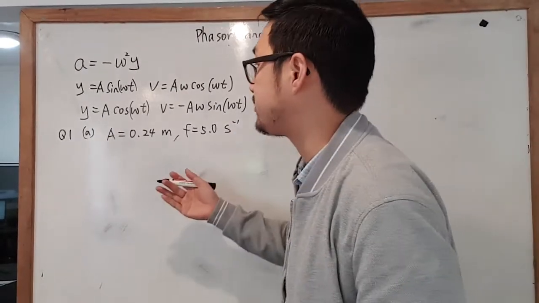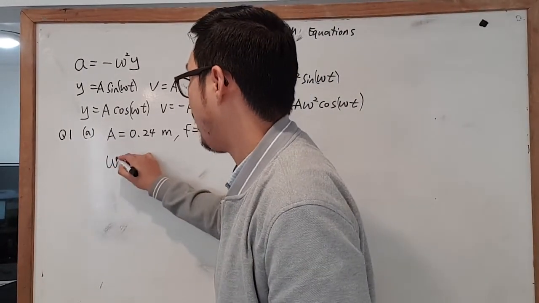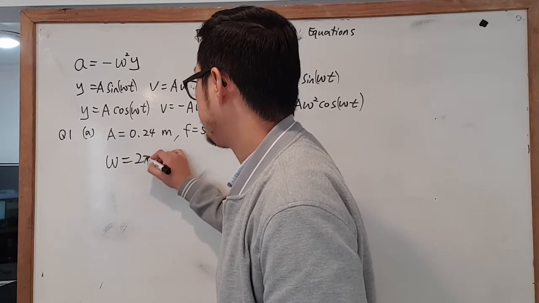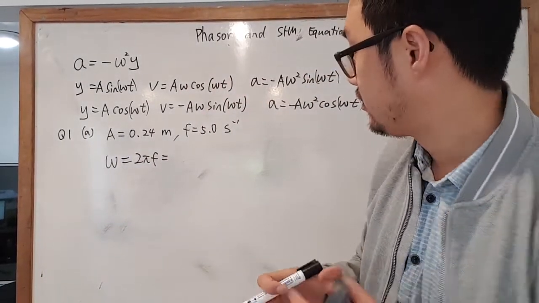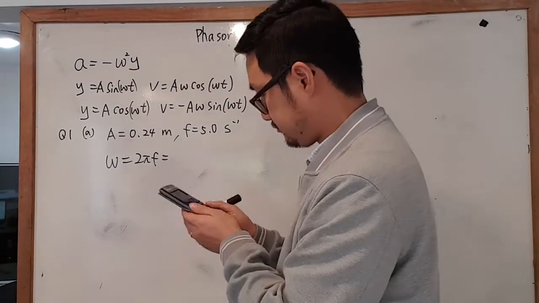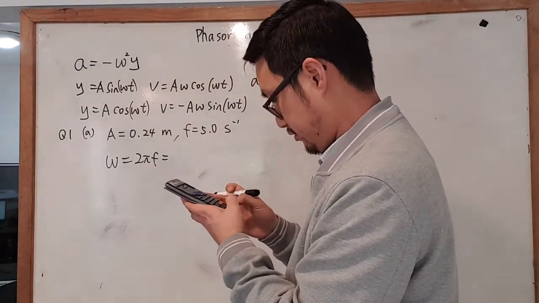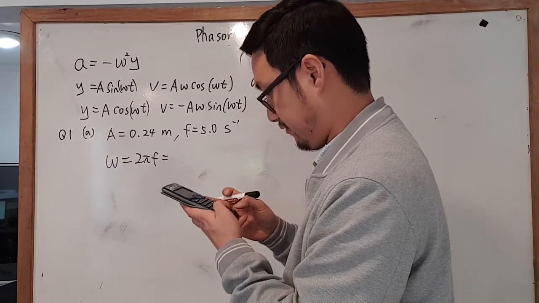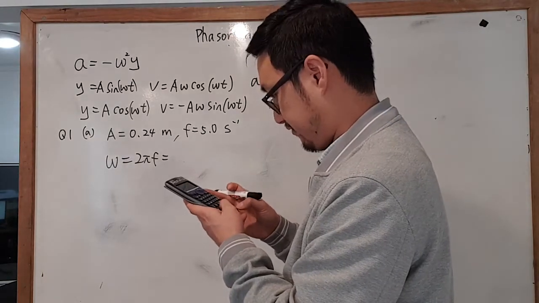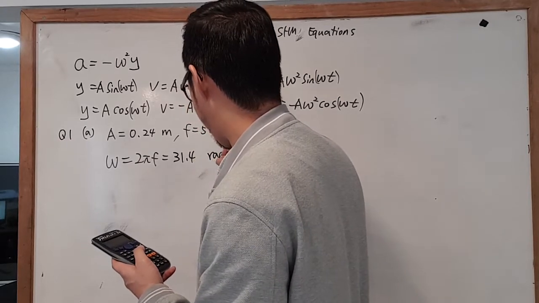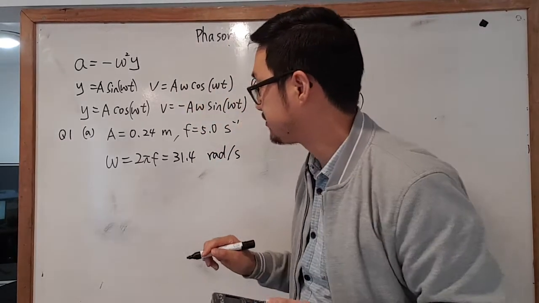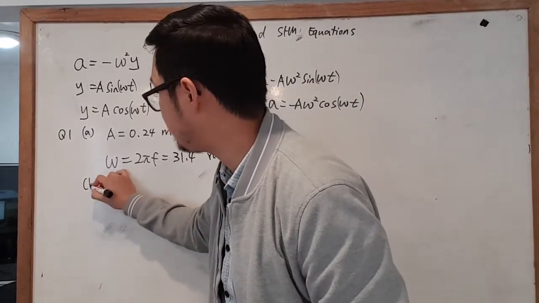That's easy. Without them saying anything, the first thing I do is I always calculate the angular frequency: 2 pi f. Put that in my calculator: 2 times 3.14 and then times 5. Okay, 31.4 rad per second. All right, question A sorted, easy.